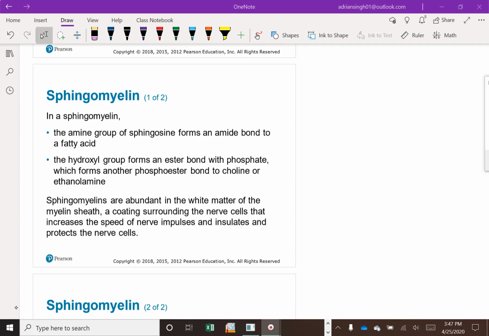So the other type of glycerophospholipid we saw was sphingomyelin, and here we have this molecule called sphingosine, which forms the backbone instead of glycerol.